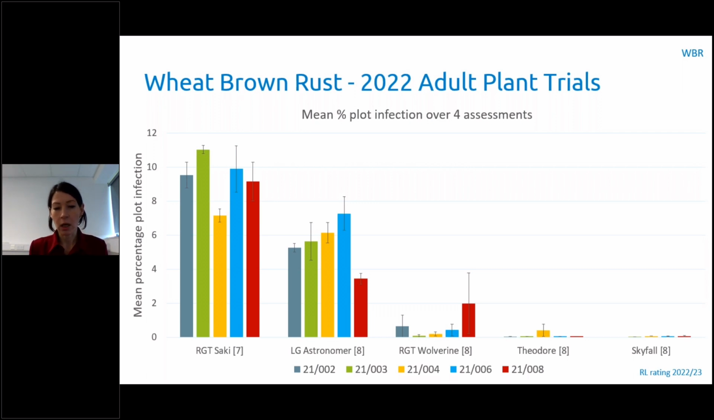Next door to it is RGT Wolverine with a rating of 8, and you can see RGT Wolverine had very low levels of infection of only up to 2% with that 21008 isolate. Theodore, really not much, just a smidge with some of the isolates, and around 0.5% with just the middle isolate 21004. And Skyfall was our most resistant variety in trials with just trace amounts to those isolates.